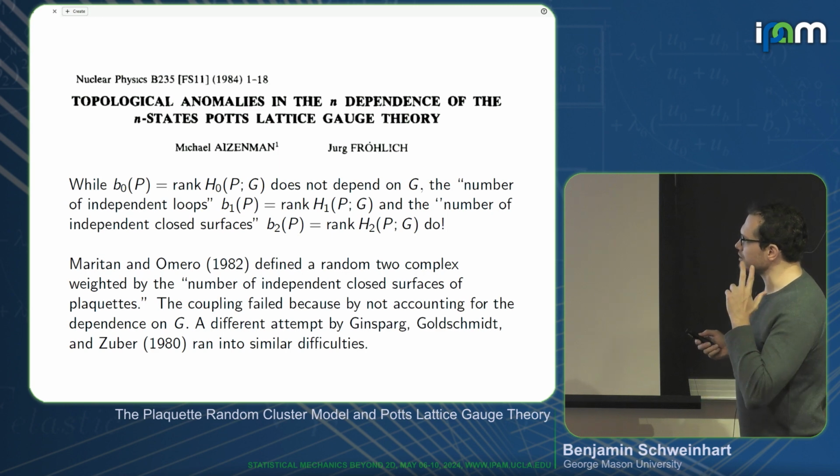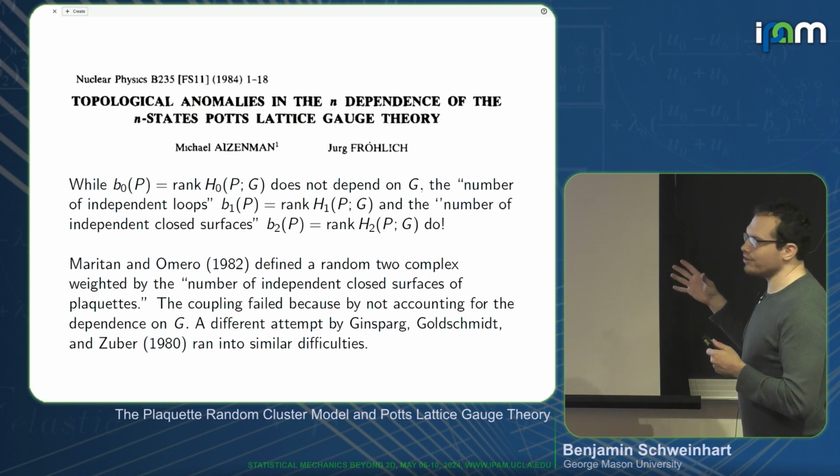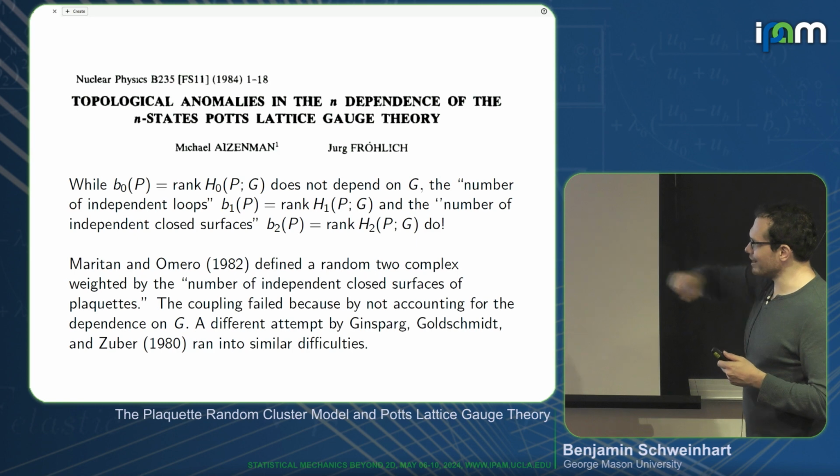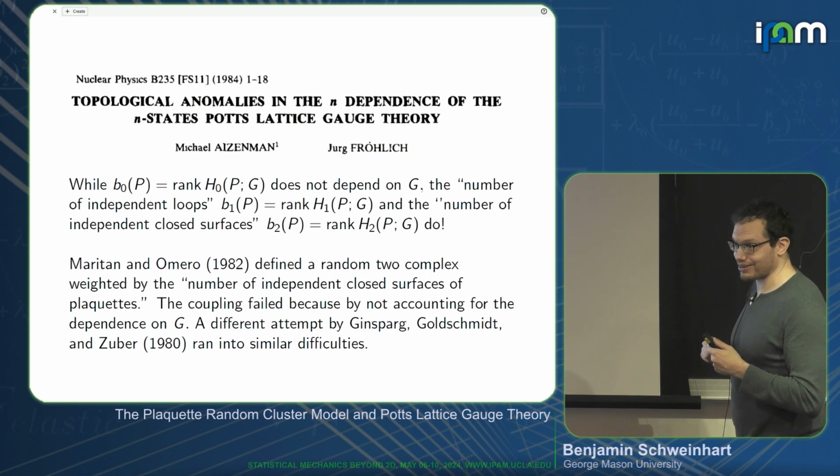All right, so there are, I guess, 3 main topological anomalies they noticed. The first couple are relatively minor. You might think, coming from your random cluster model in the plane, where you have the number of components, that you can just take a look at the number of independent loops or the number of independent closed surfaces. But it turns out that your number of components doesn't depend on your coefficient group for homology. It always equals the rank of your 0 homology.